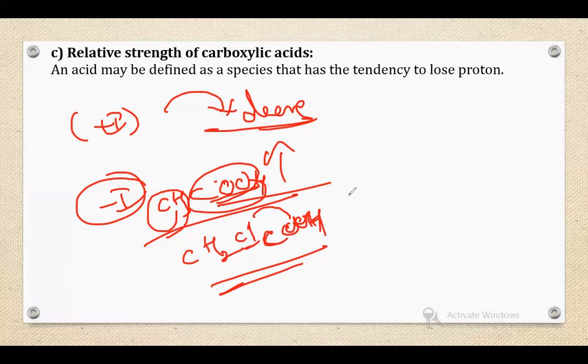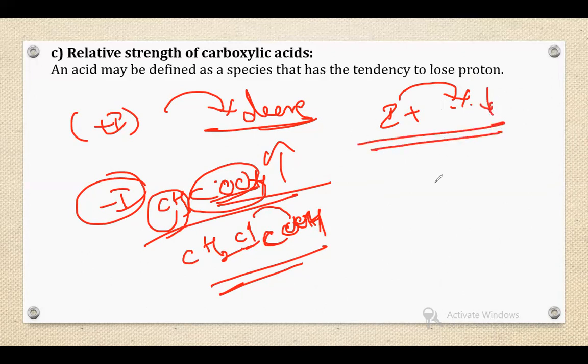So understand properly the relative strength of carboxylic acid. In positive inductive effect, where electron donating groups are present, the acid strength decreases with increase in positive inductive effect. In negative inductive effect, consider the charge on the carboxylate ion oxygen. Here the charge on oxygen is more, the electron density is more, so it is less reactive.